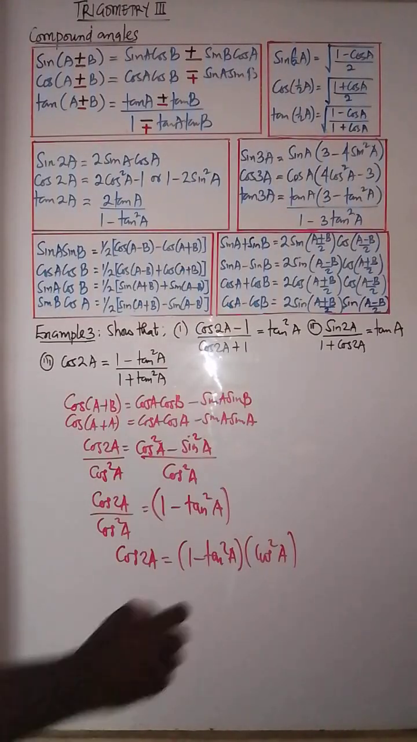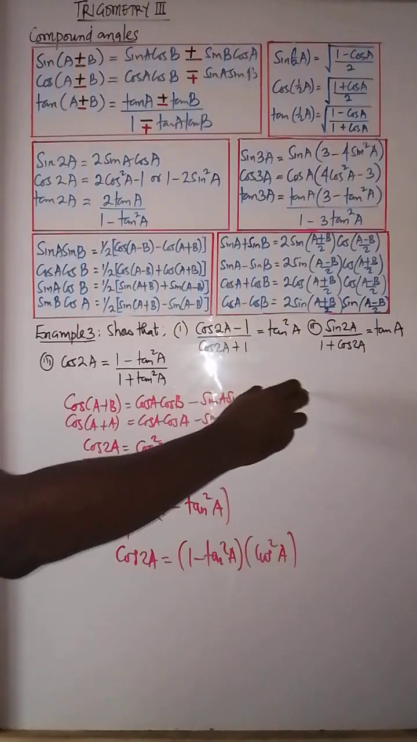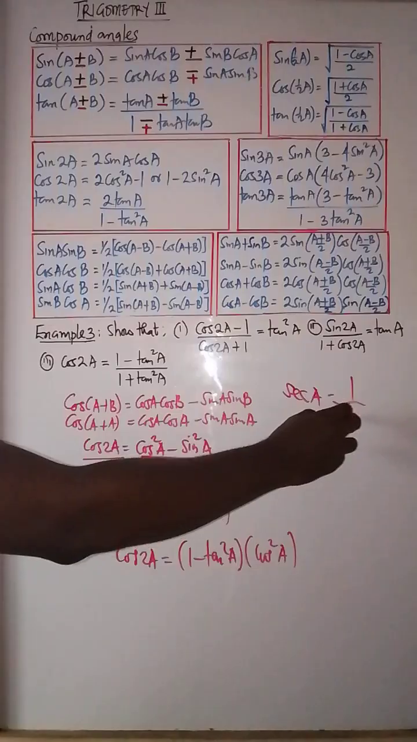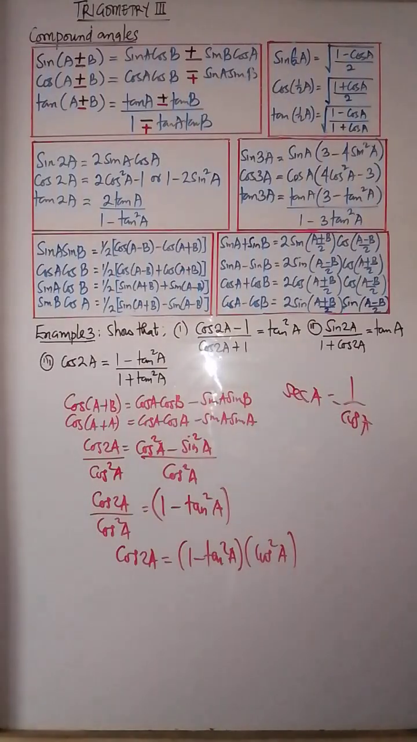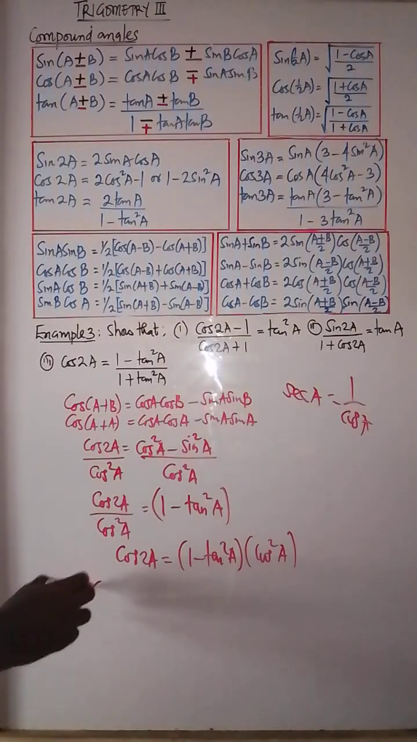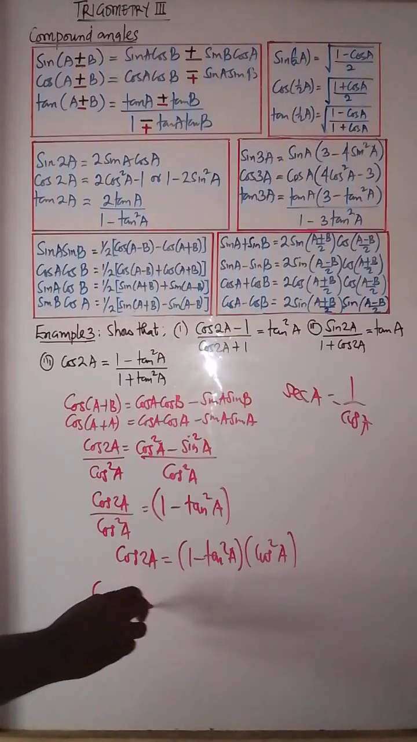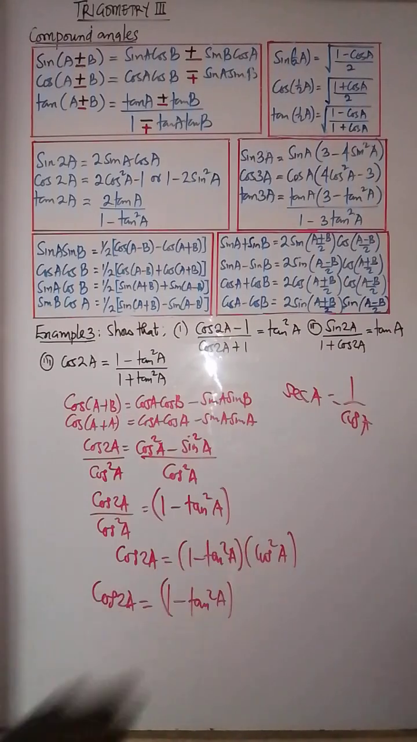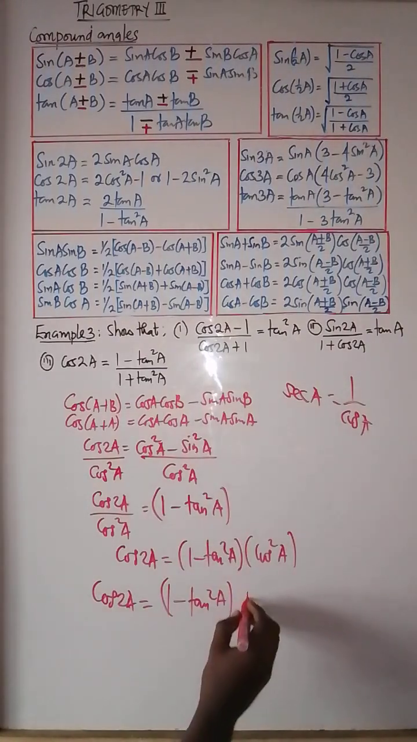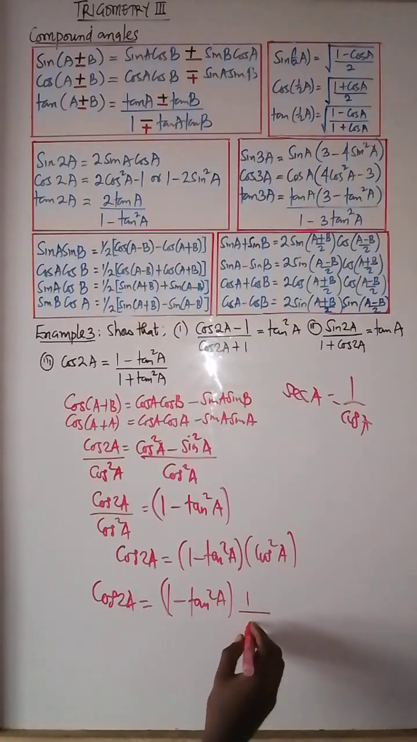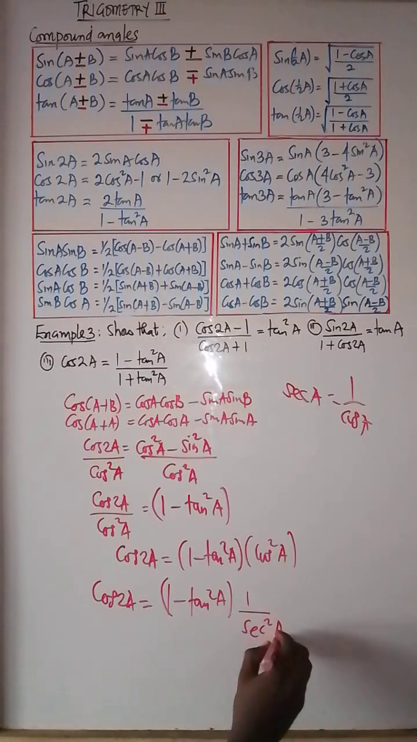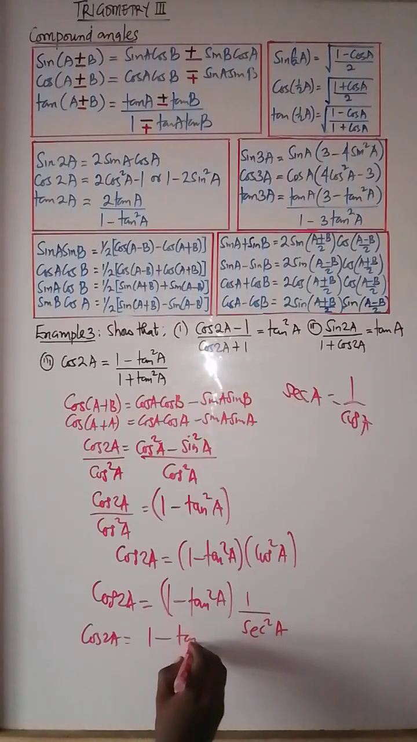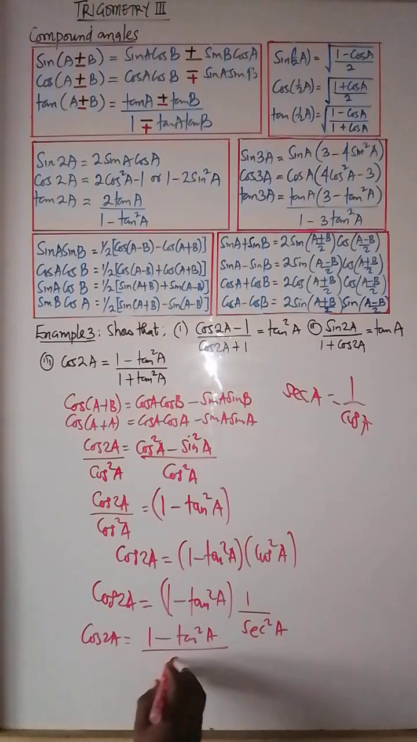What can I do here? Recall that sec A is 1 over cos A. So for me it means cos A is 1 over sec A. So I can say from here cos 2A equals 1 minus tan square A, and this becomes what? 1 over sec square A. So it means from here cos 2A equals 1 minus tan square A over sec square A.